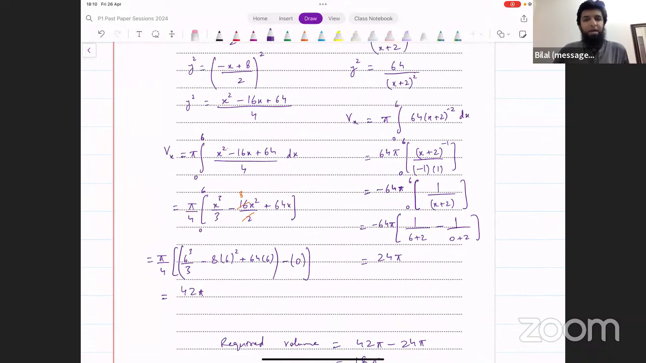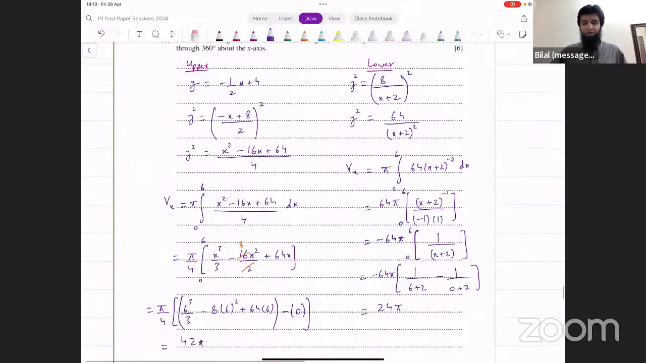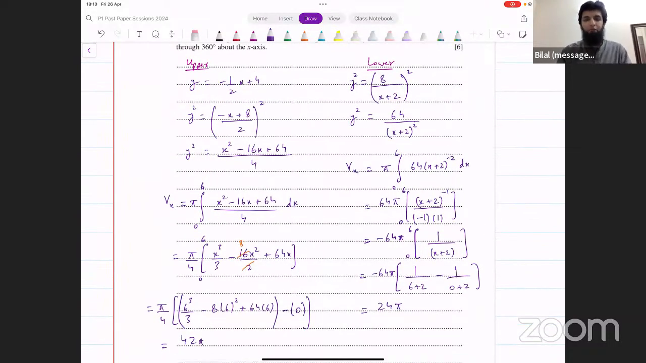No problems? It's a standard problem where you just find the volume of revolution under one graph, subtract from that the volume of revolution of the other graph, and that gives the result. That was question number 11. And that completes our first paper. Okay.